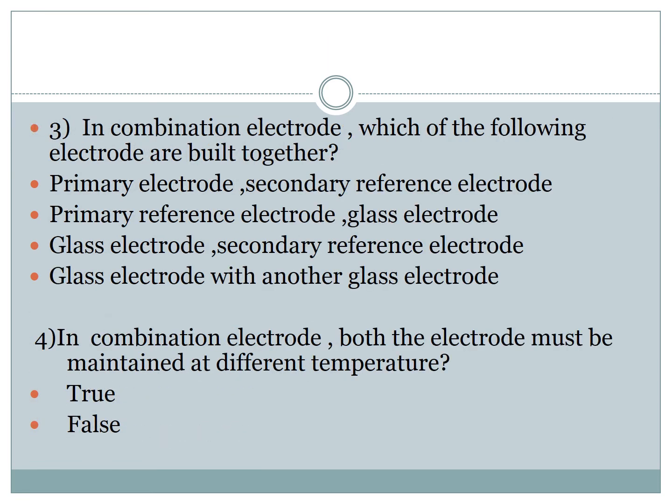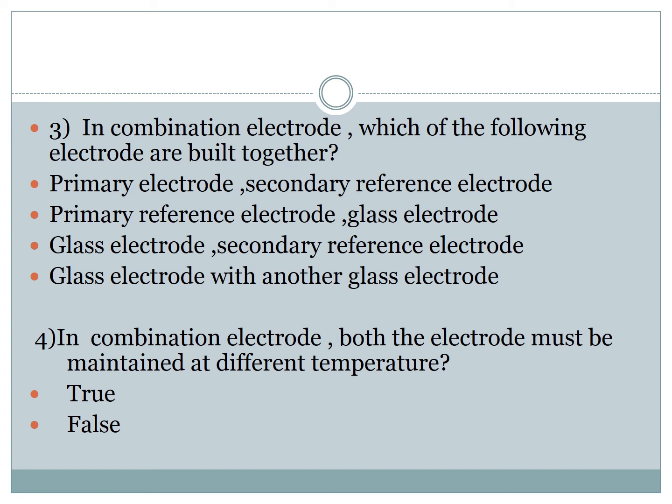I would like to discuss your previous MCQs as well. The third question is, in the combination electrode, which of the following electrodes are built together? Primary and secondary reference electrode, primary and secondary electrode, glass rod and secondary reference electrode, glass rod and another glass rod, glass electrode.